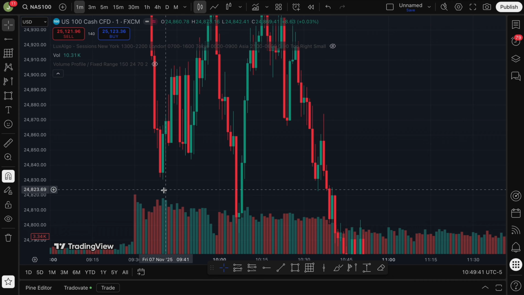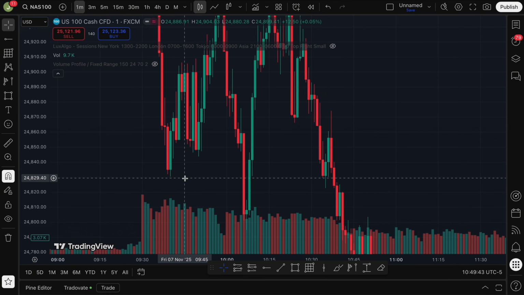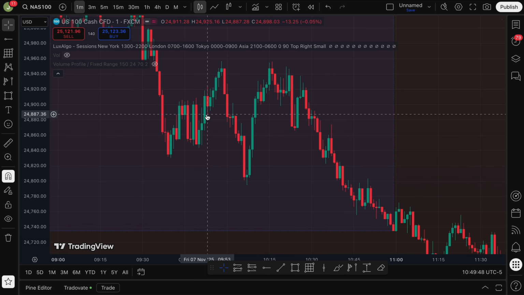But I did see some buying. So you see the green bars was higher. But enough about volume. You already know about that. So let's look into the session indicators.